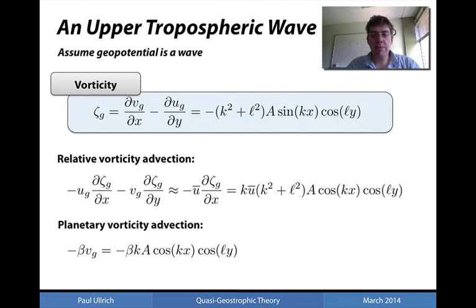So for vorticity, we have this formula that we've derived for geostrophic vorticity. We can now use this to compute the wave-like character associated with relative vorticity advection and planetary vorticity advection. Using the fact that relative vorticity advection is defined by minus ug dot grad zeta, we can plug in our known values for ug and zeta and obtain the formula for relative vorticity advection as k u bar, k squared plus l squared times A cos kx cos Ly. Planetary vorticity advection, on the other hand, looks like minus beta times Vg, or simply minus beta k A cos kx cos Ly.